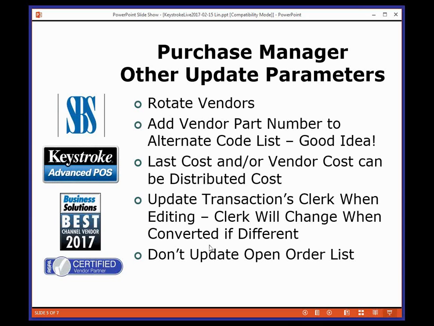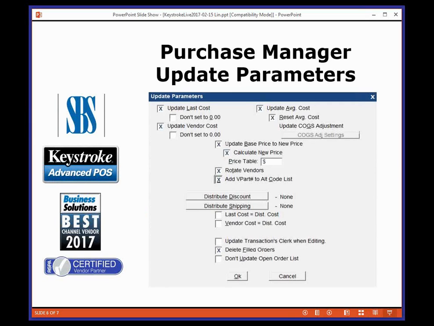Then there are some other miscellaneous parameters. I neglected to put delete filled orders on here, but it's definitely a good way to keep your purchasing cleaned up so that you don't have old purchase orders in there. We've talked about transaction maintenance in the past, and old invalid purchase orders just kind of clutter things up. And here's just a little bit of what your screen looks like. Does anybody have any questions on these update parameters?